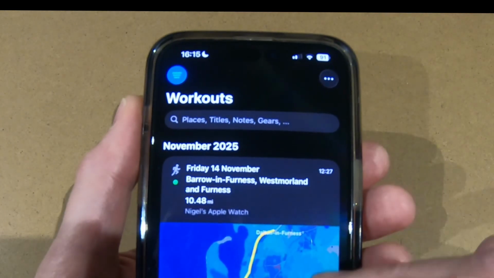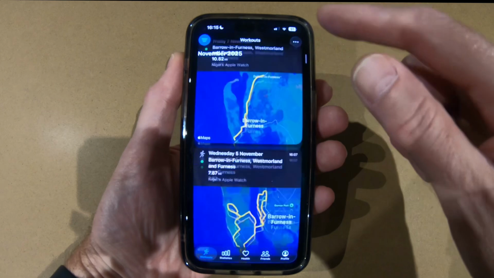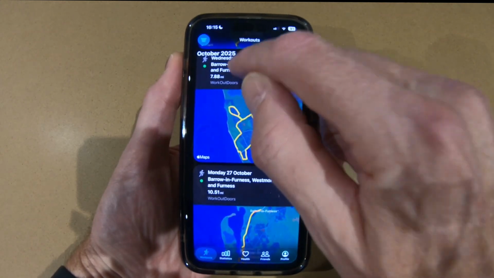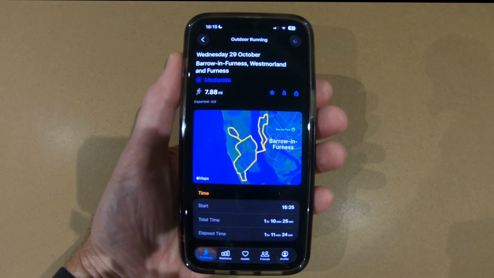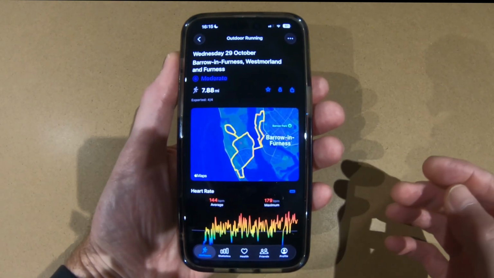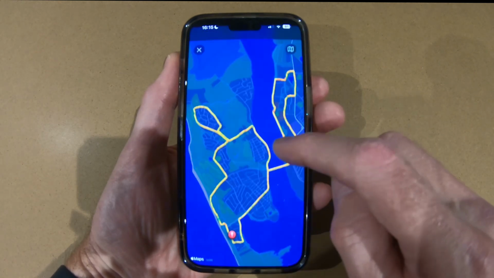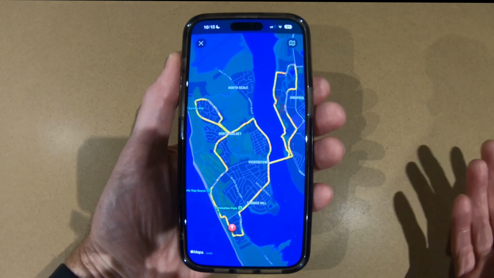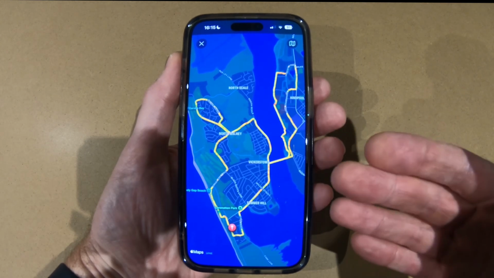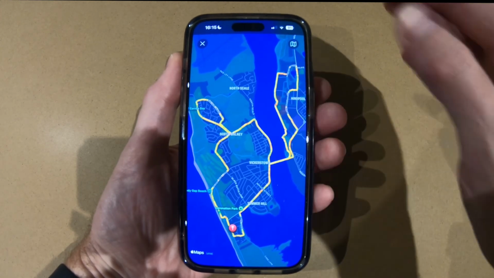If you click into one of your workouts, and I'll just go back and select one, select this one. So this was an almost 8-mile run, and as you can see, this is the sort of data you get. You get a map which you can expand and shows your speed throughout the run, being faster or slower at certain points.